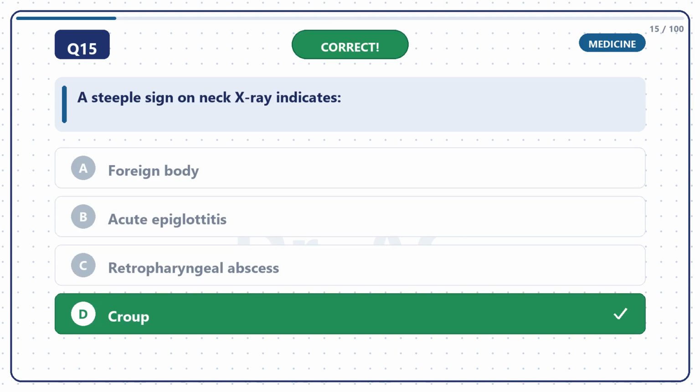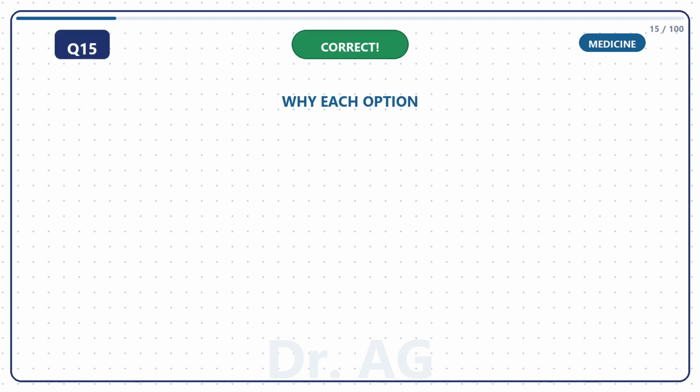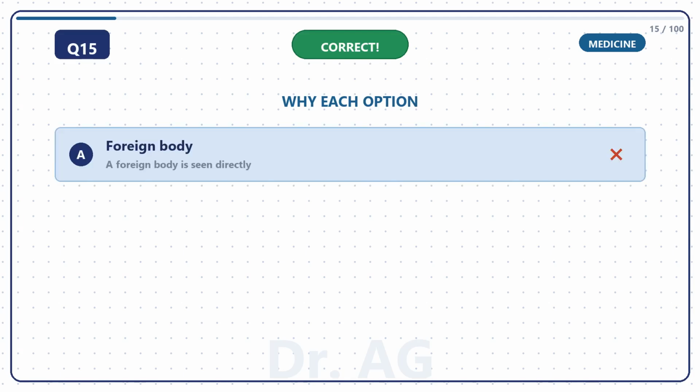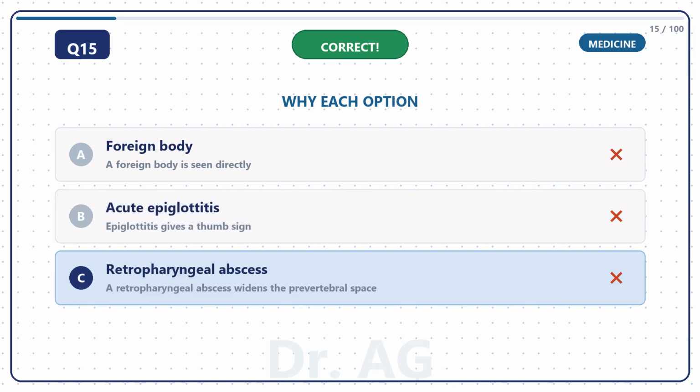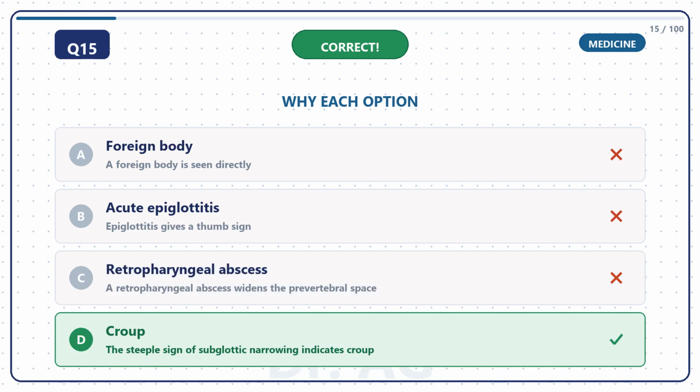The correct answer is option D, croup. Let's go through the options. Foreign body. A foreign body is seen directly. Acute epiglottitis. Epiglottitis gives a thumb sign. Retropharyngeal abscess. A retropharyngeal abscess widens the prevertebral space. And the correct answer is croup. The steeple sign of subglottic narrowing indicates croup. So, the right answer is option D.